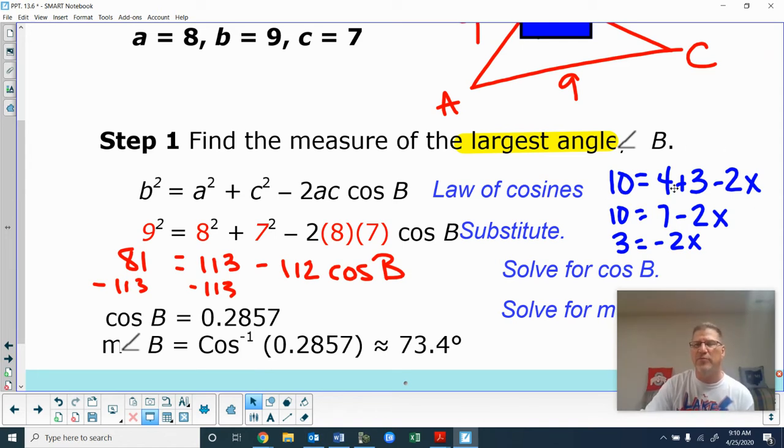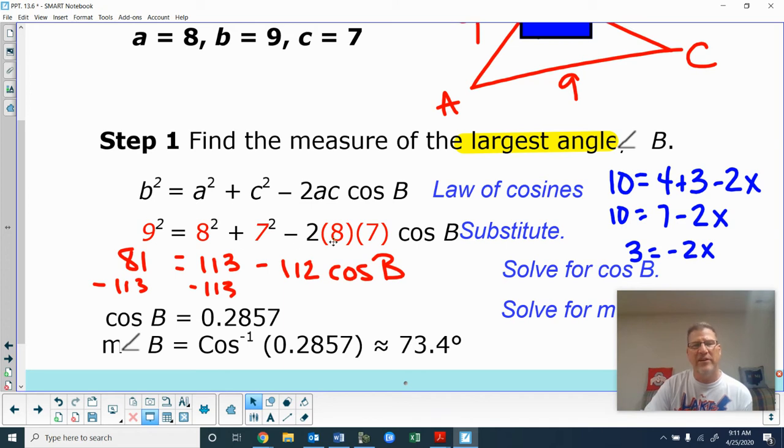Now before we do that, look at this blue equation over here on the right. I have 10 equals 4 plus 3 minus 2x. If we were solving this equation, we'd add the 4 and 3 first to get the 7. Then we'd subtract the 7 over to the other side, because our goal is to get x by itself, remember? So we're subtracting 7. That's where I got the 3. And then I would divide both sides by negative 2 to solve for x. You guys should all understand that.